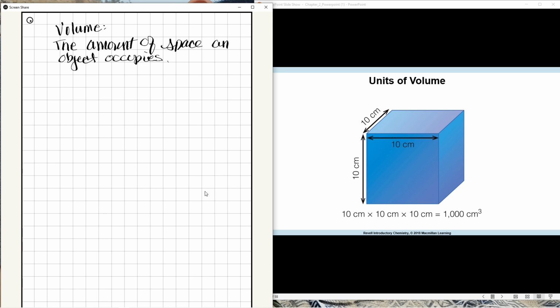So if you got a water bottle, a basic water bottle is 8 ounces. The volume is 8 ounces. But you could have one that's 16 ounces. That's bigger. It occupies a bigger volume, right? Okay, let's go ahead and now look at this cube.